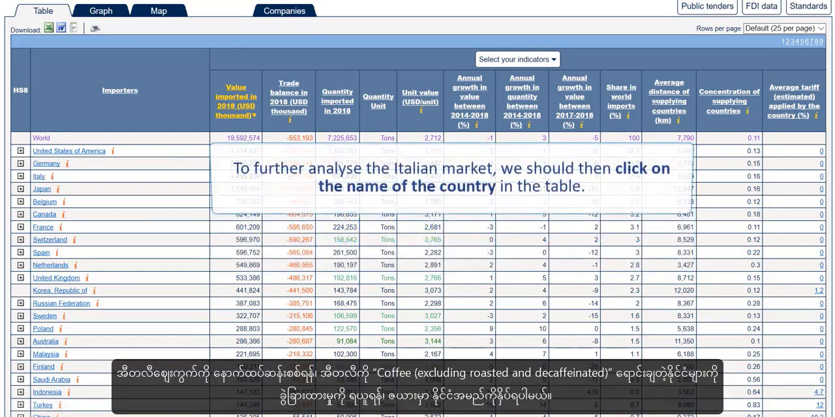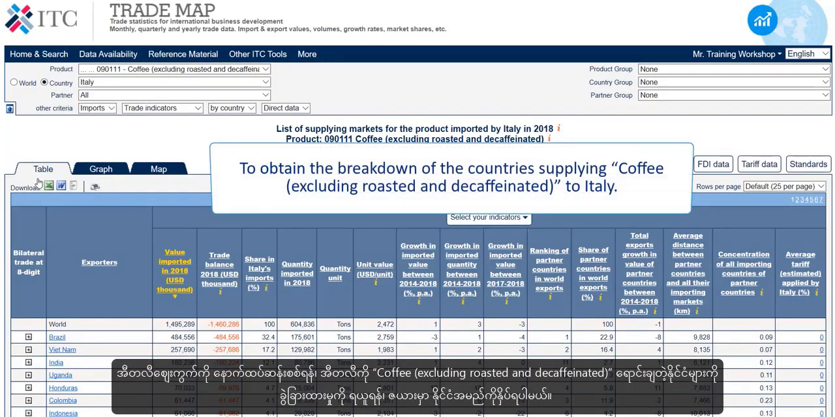To further analyze the Italian market, we should then click on the name of the country in the table to obtain the breakdown of the countries supplying coffee, excluding roasted and decaffeinated, to Italy.